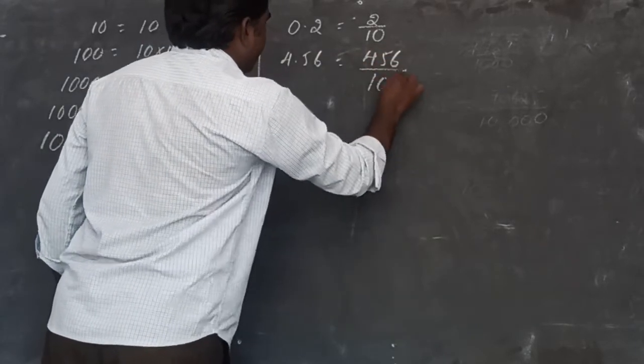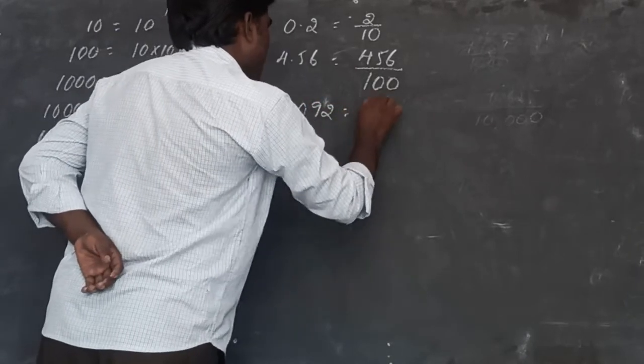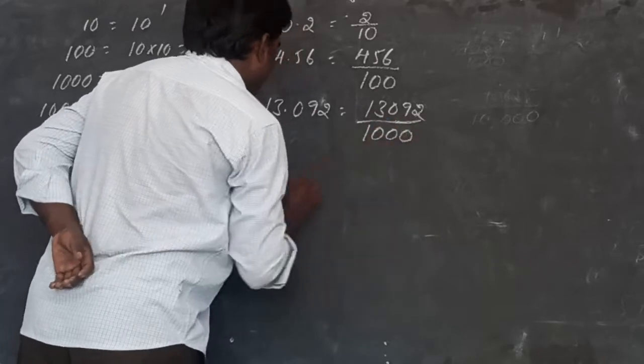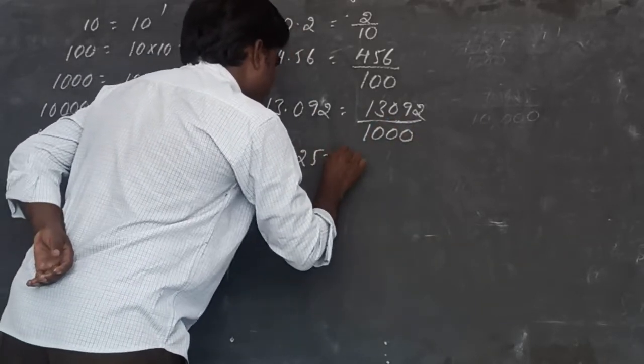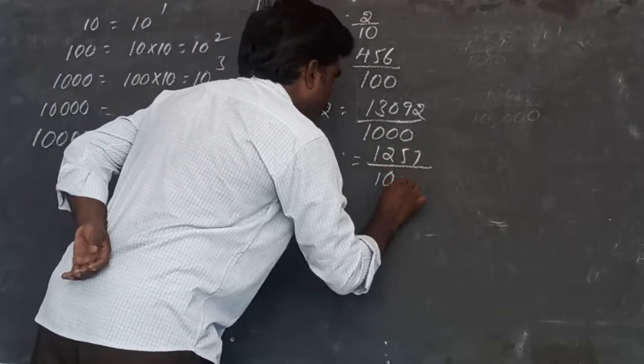456 by 100. So next, 13.092, that is equal to 13092 by 1000. Okay, for example 0.1257. Okay, so 1257 by 10,000.